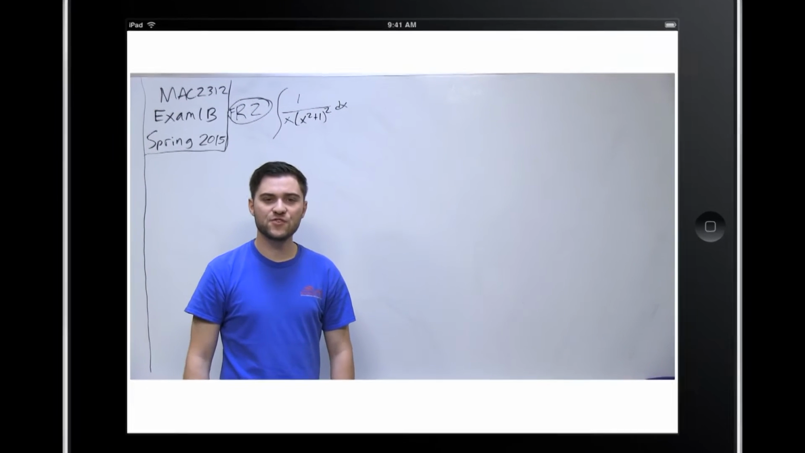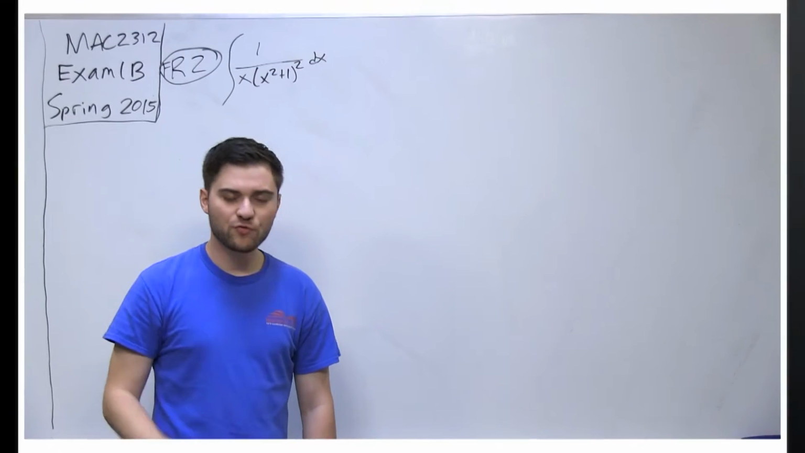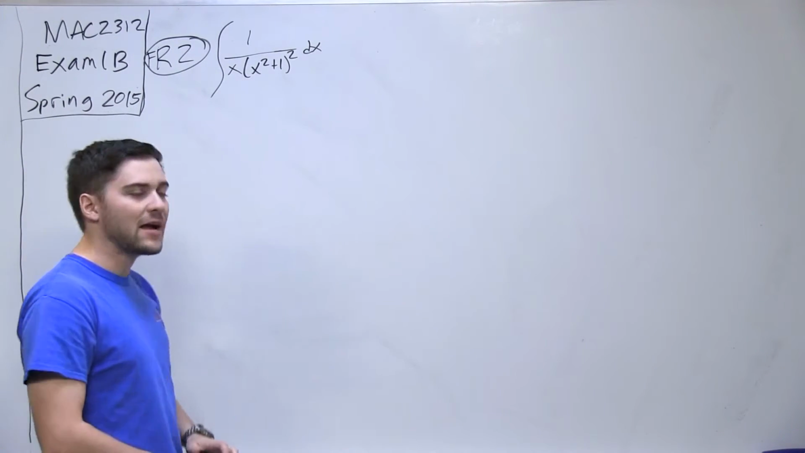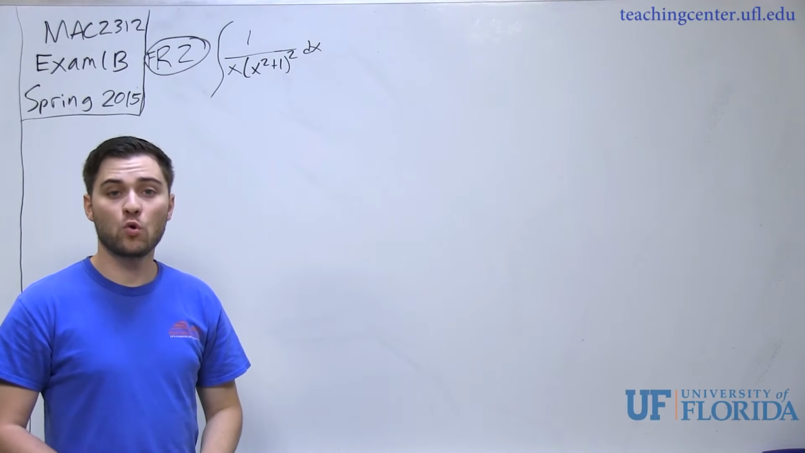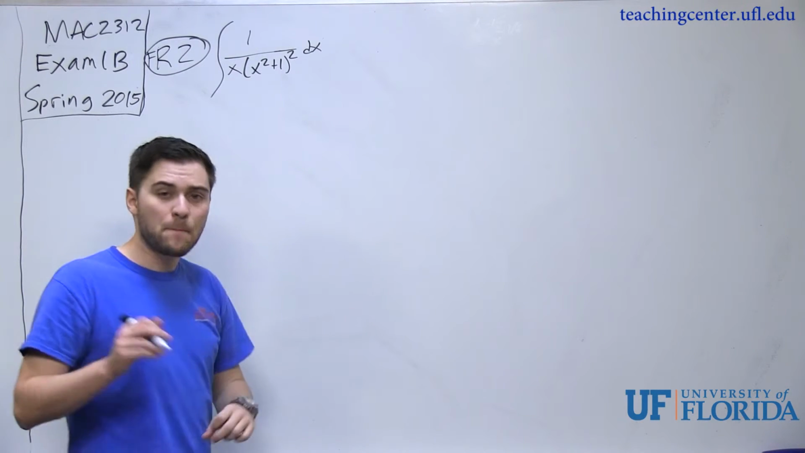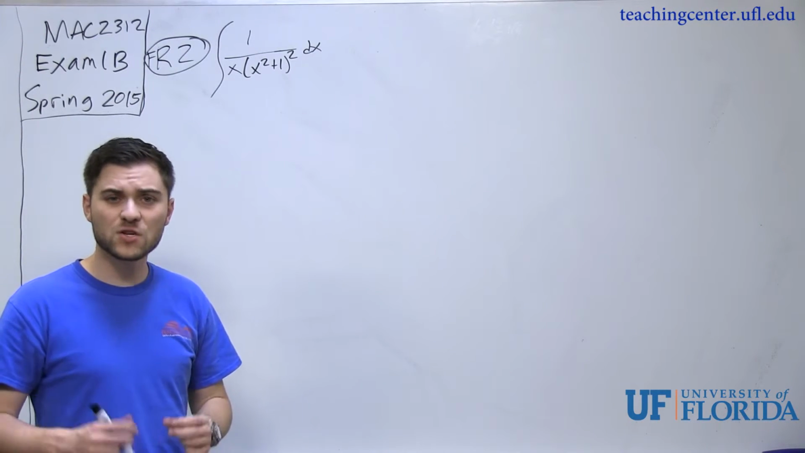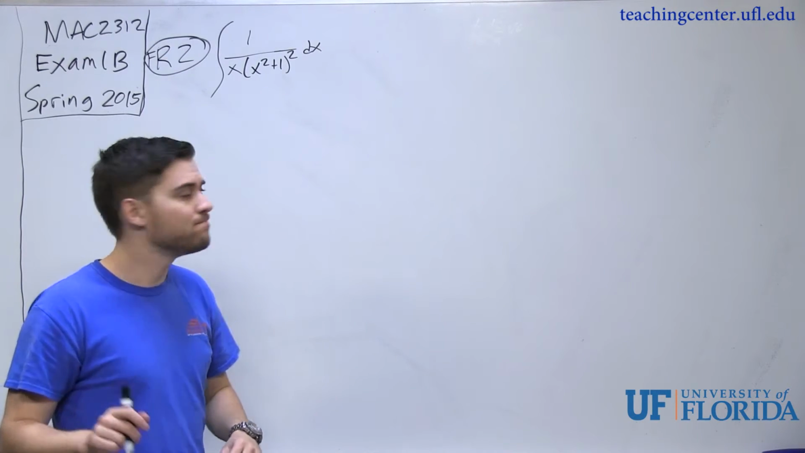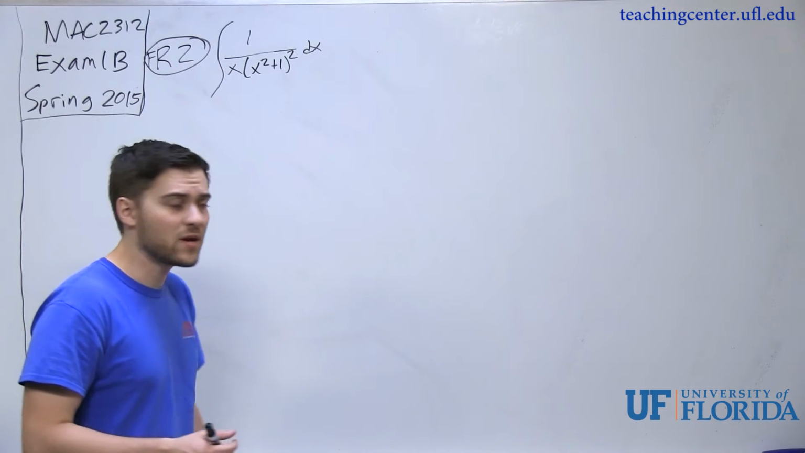Free response number 2 says use the partial fraction technique to evaluate the integral. It gives you 1 over x times (x squared plus 1) quantity squared. So this does look like a perfect partial fraction problem. Let's go ahead and write out the partial fraction decomposition and see what we can do.